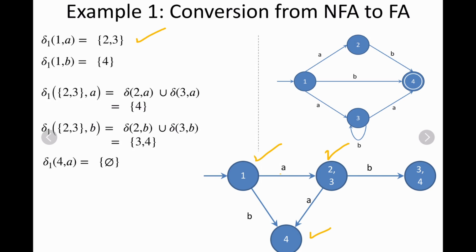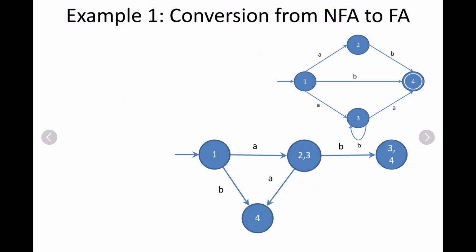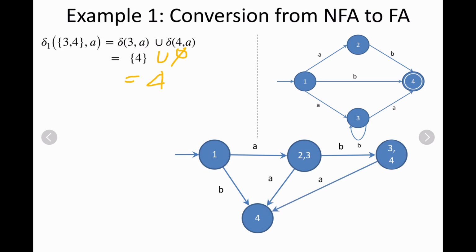Now we can find the transitions for 4. 4 on A, there is no transition at all, so it goes to phi. 4 on B also has no transition, so phi. Then there is one more state, {3, 4}. You can split it like this: 3 on A union 4 on A. 3 on A goes to 4 and 4 on A goes nowhere, so it is phi. Finally the answer is 4, so it goes to 4.